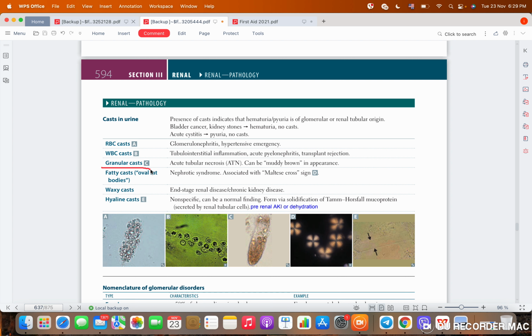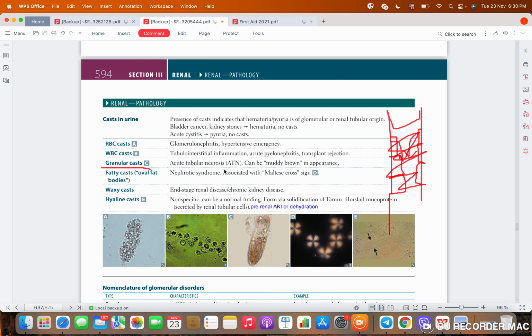Granular cast happens after acute tubular necrosis. If we imagine that this is your Bowman's capsule and it's going to the PCT, inside of your PCT something will happen. It has cells on the walls, yeah? During acute tubular necrosis, these cells on the walls will start breaking and falling down, yeah? And they will fall down and will lead to a mesh.